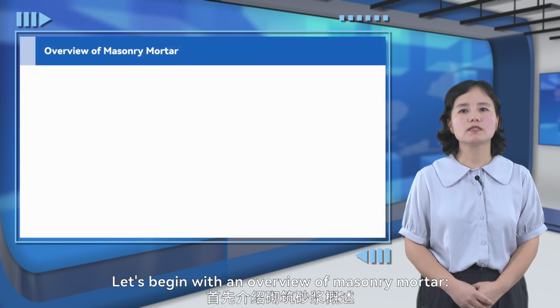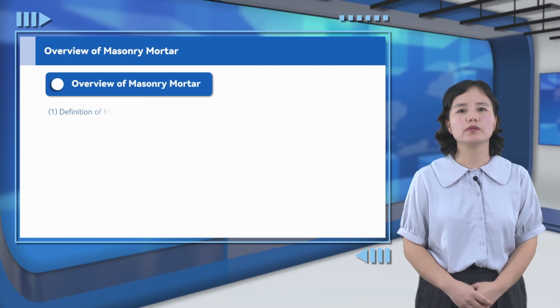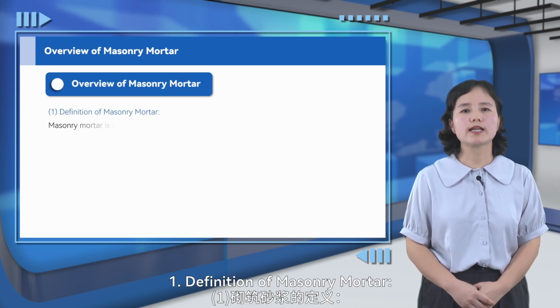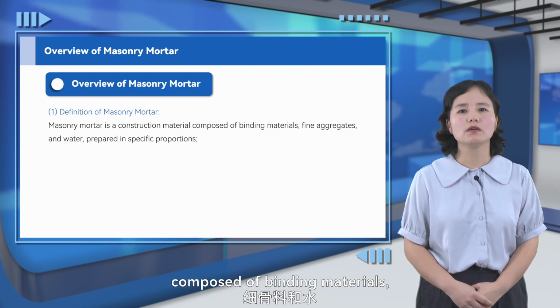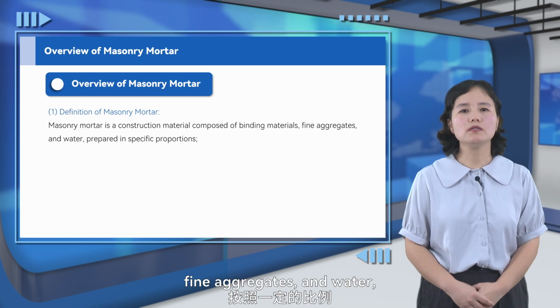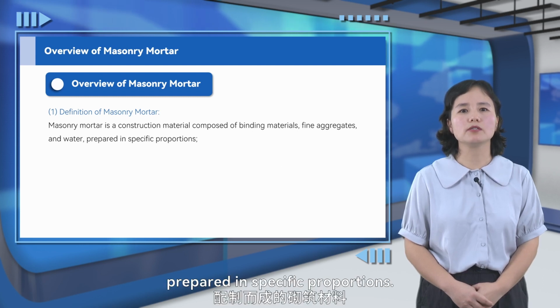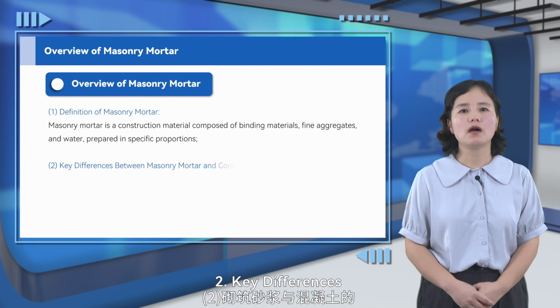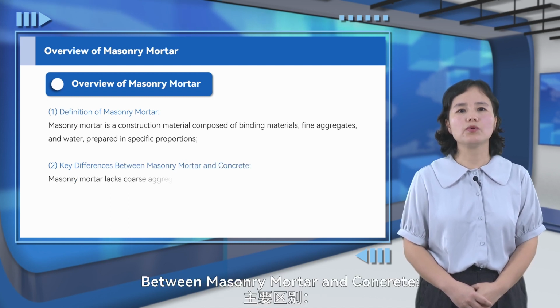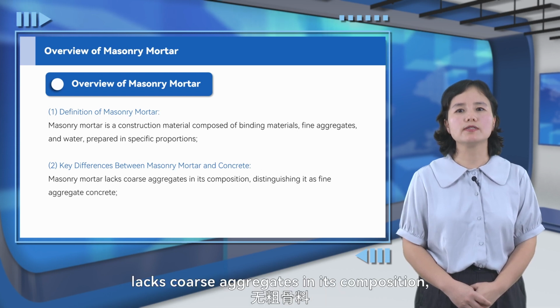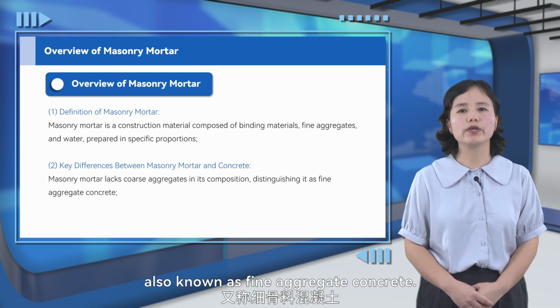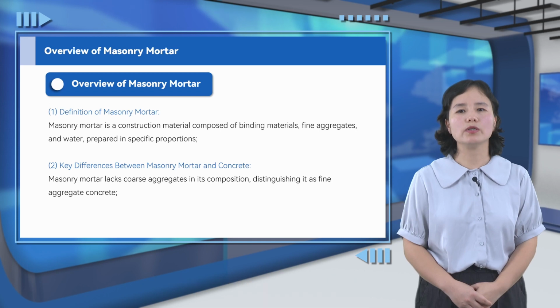Let's begin with an overview of masonry mortar. 1. Definition of masonry mortar. Masonry mortar is a construction material composed of binding materials, fine aggregates, and water, prepared in specific proportions. 2. Key differences between masonry mortar and concrete. Masonry mortar lacks coarse aggregates in its composition, also known as fine aggregate concrete.